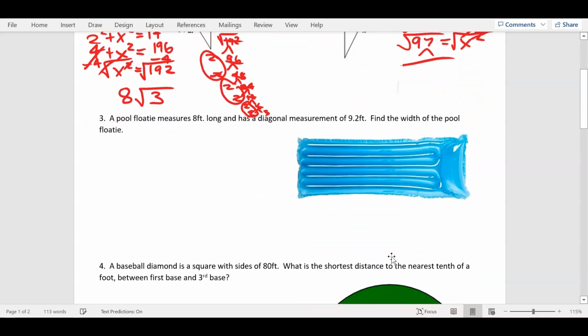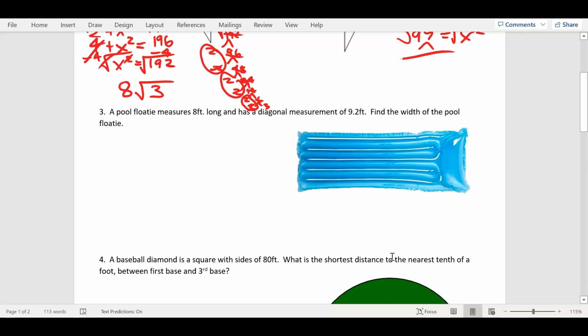This is very important on number 3 and 4. Both 3 and 4 have to do with finding it to the nearest tenth. It should have said it in the instructions, but this is finding it as a decimal. I'm telling you, when you take your test tomorrow, decimal for number 3 and 4. Now, it says a pool floaty measures 8 foot long. So here's my floaty, this is my length, and it's 8 feet long.